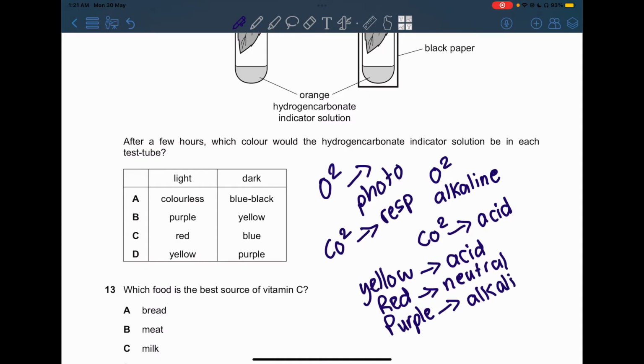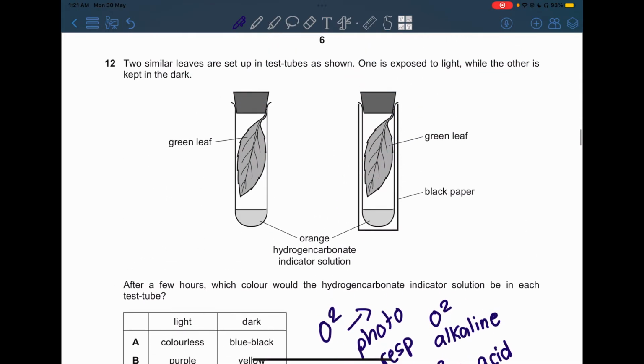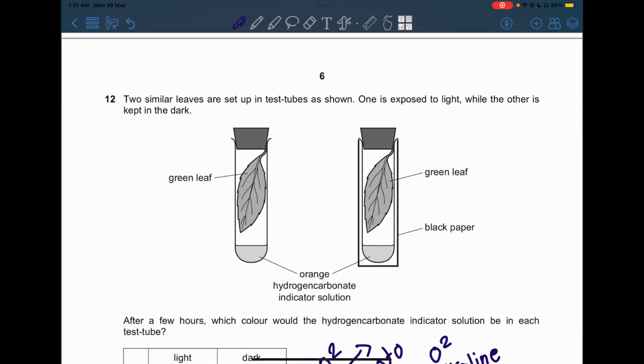So over here, we're going to be looking at the test tubes in which photosynthesis occurs and which respiration occurs. And the one with respiration, which will have carbon dioxide, will turn yellow, and the one with photosynthesis, oxygen, which is an alkaline gas, will turn purple.